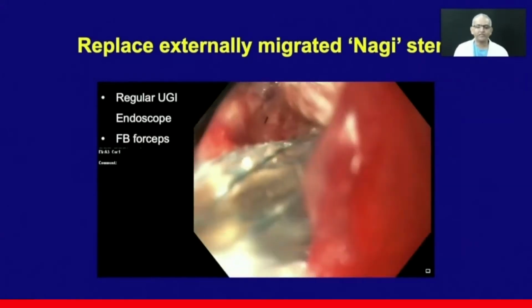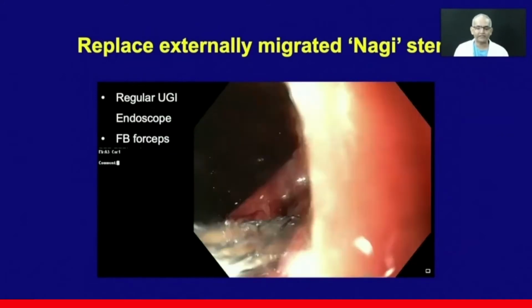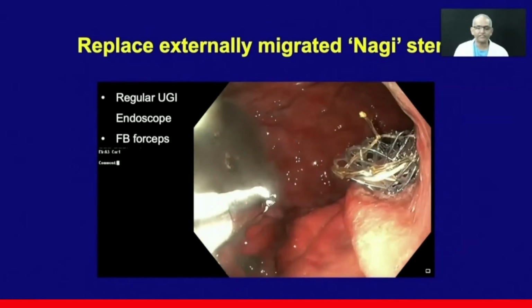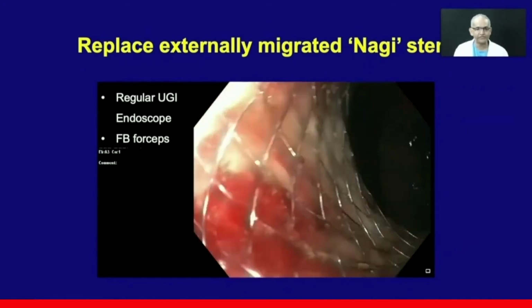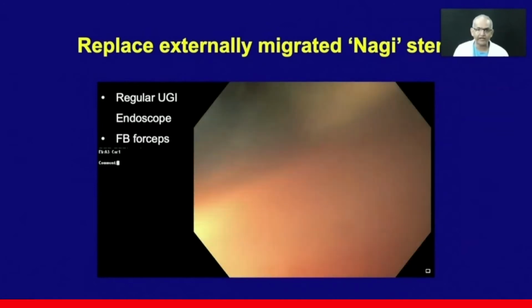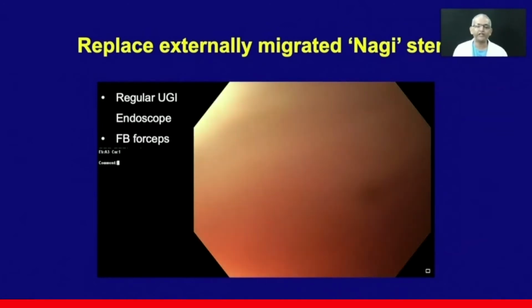Push out the stent while pulling back the scope. And you can actually see the stent is in position now. So the same stent that migrated out is now being used in the patient. So you can pull it and replace it. You don't need the entire assembly of the stent to replace.